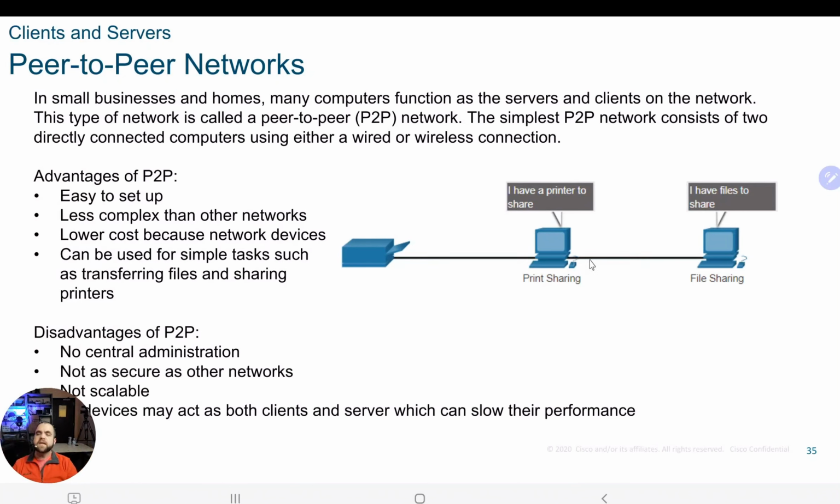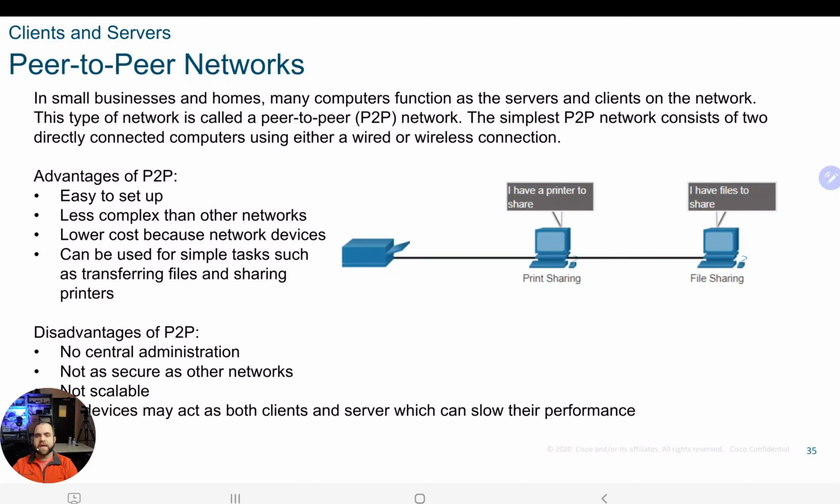P2P is a peer-to-peer network, super easy to set up and great for simple tasks. But what would happen if tomorrow they decided to add 5 more dentists and 10 more clients, and they're doing a bunch of paperwork? That's really going to bog down that secretary's computer, and having all these other dentists try to access this one dentist's computer is just not going to be a very good situation.